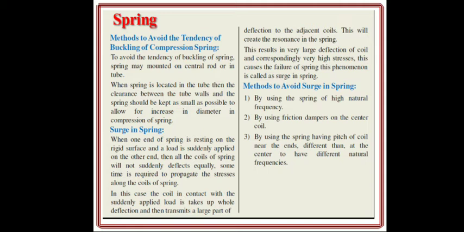First, use a spring of high natural frequency, so to avoid resonance you need to use a spring of high natural frequency. Second, use a friction damper on the center coil. And third, use a spring having pitch of the coil near the ends different than at the center, to have a different natural frequency. So these three methods you can use to avoid surge in a spring.